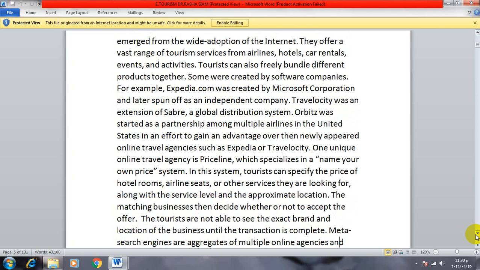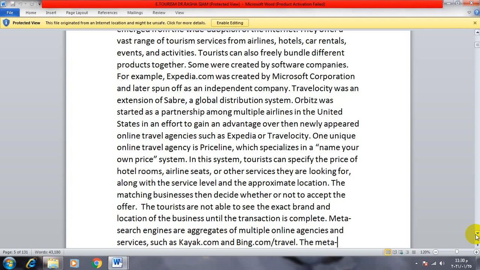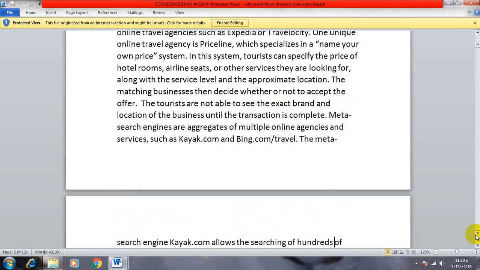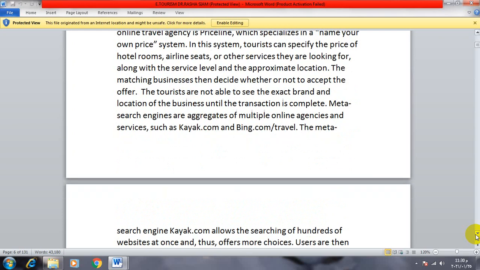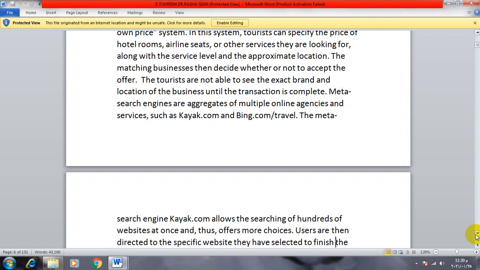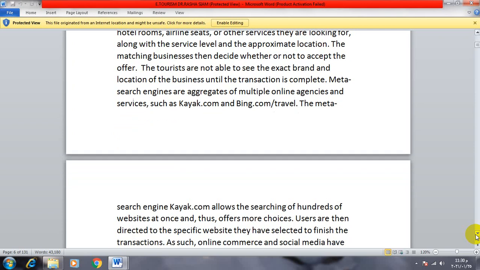Meta search engines are aggregators of multiple online agencies and services, such as Kayak.com and Bing Travel. The meta search engine Kayak.com allows the searching of hundreds of websites at once, and thus offers more choices. Users are then directed to the specific website they have selected to finish the transaction.